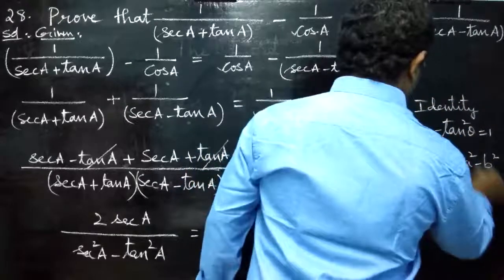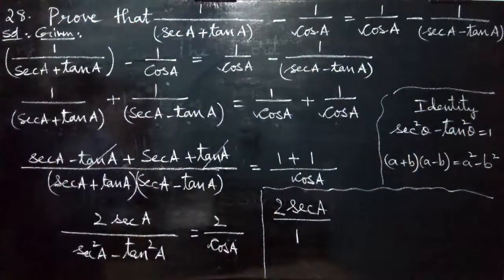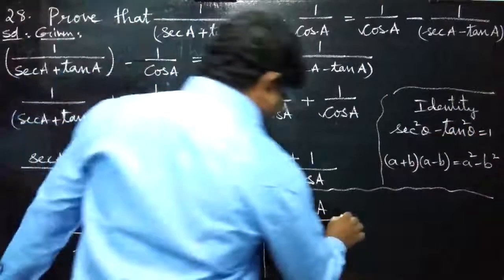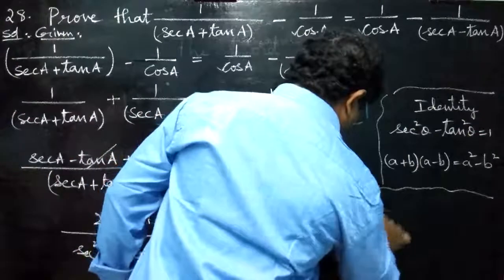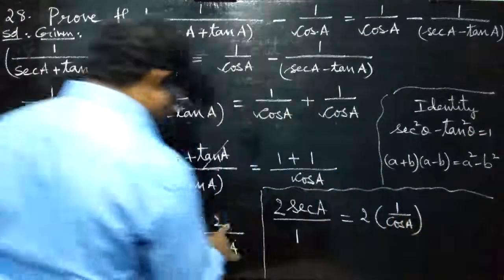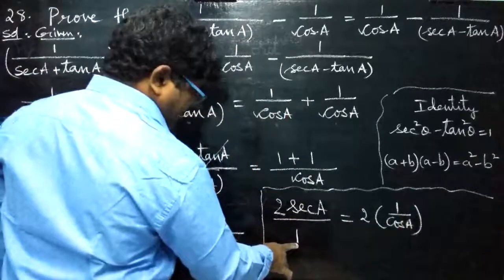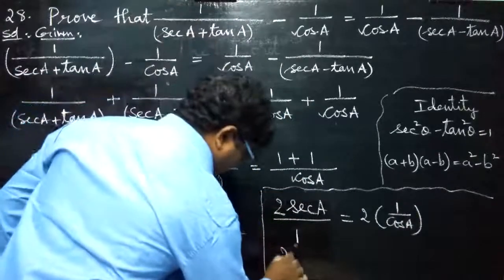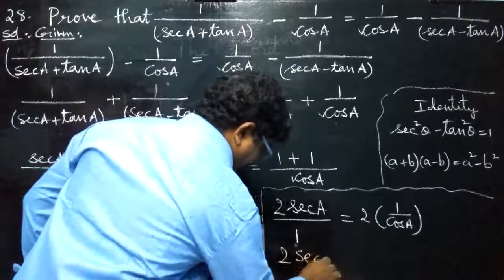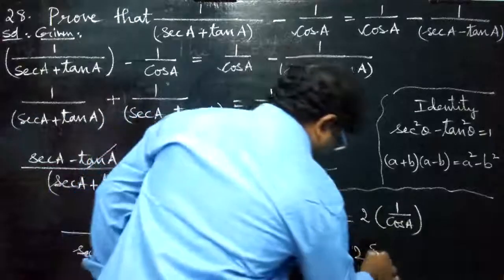Are you able to follow? So whatever we are using, you have to show. You have to write it compulsorily. By 1 is equal to, here you can write 2 into 1 by cos A. 2 by cos A means 2 into 1 by cos A. Now if you write 1 or not, no problem. So here 2 secant A is equal to 2, 1 by cos means secant A.